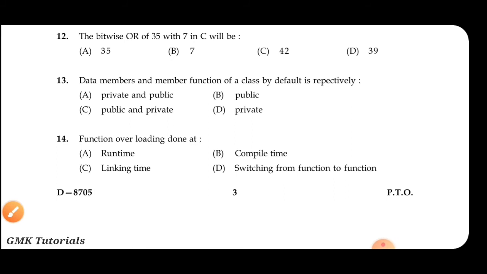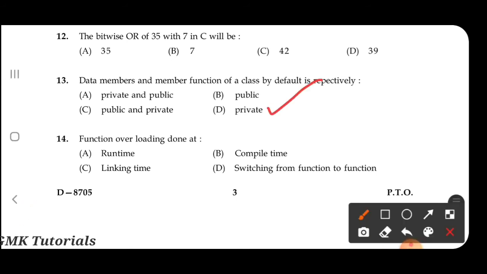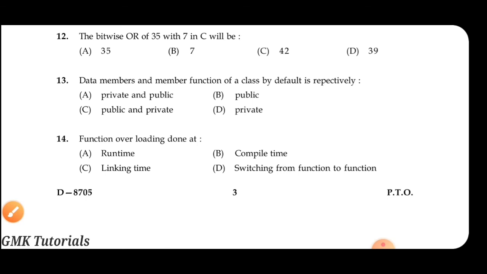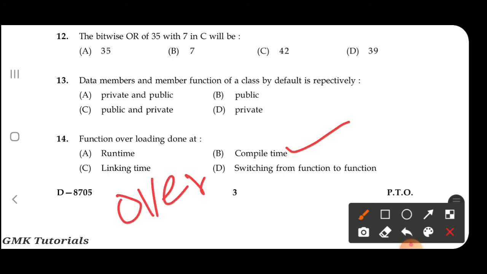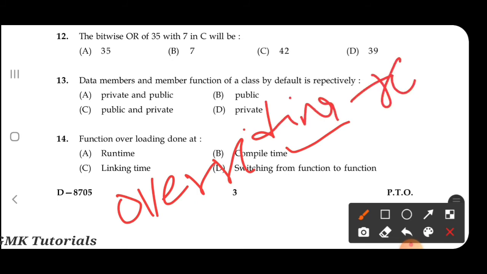13th question: data members and member functions of a class by default are private. Function overloading is done at compile time, and function overriding is done at runtime.